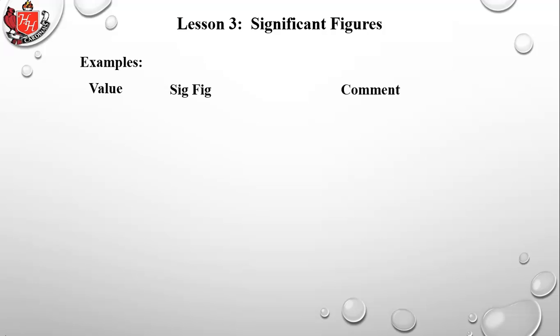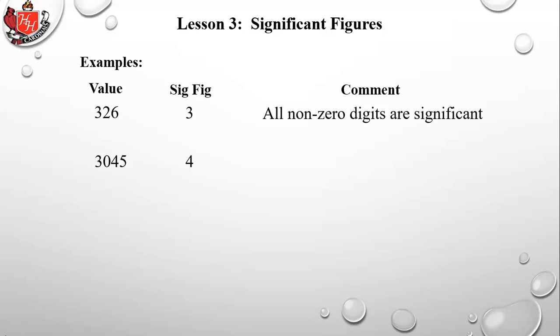So let's look at some examples. 326. See if you can solve these before I reveal the answer. How many significant figures is that? The answer is 3. All non-zero digits are significant. Those are all non-zeros, so they're significant. Go ahead and pause and see if you can do each of these on your own before I reveal the answer. Okay, and the answer to this is 4 significant figures. A zero between non-zero digits is significant, so all 4 of those digits are significant.